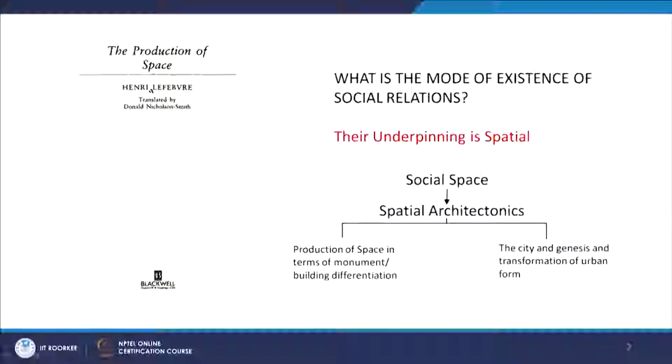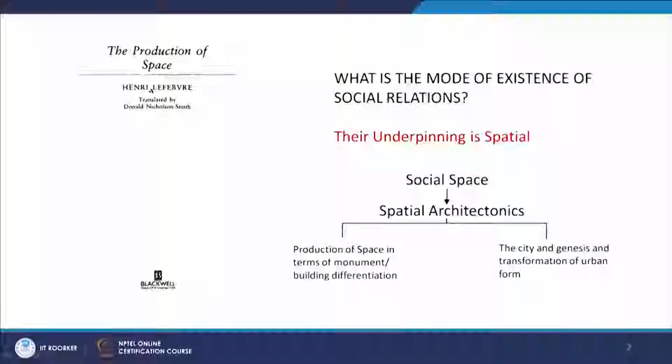So he narrows down this whole discussion and underpins it in the spatial, because how these social relations occur, how they take place, how they are seen and how they are understood, he underpins into spatial terms. In his chapter on spatial architectonics, because his work mostly deals with social space, he broadly talks about two aspects.